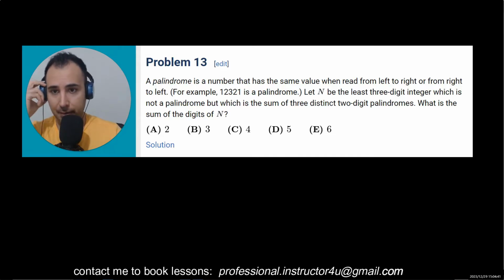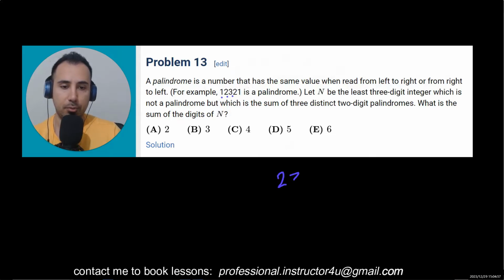A palindrome is a number that has the same value when read from left to right or from right to left. For example, this number 1, 2, 3, 2, 1. If I read it from the right, 1, 2, 3, 2, 1. Okay. So for example, 2, 3, 1, is it a palindrome? No. Now, let n be the least three-digit integer which is not a palindrome, but which is the sum of three distinct two-digit palindromes. What is the sum of the digits of n?